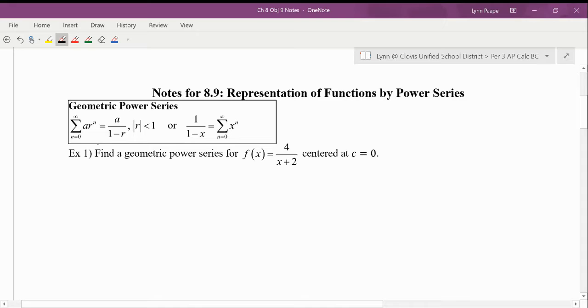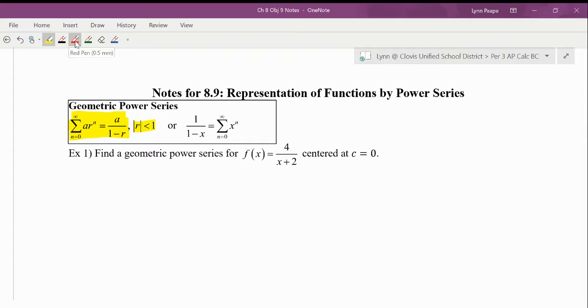We can use our information about geometric series and their sum to help us turn a function into a power series. What we know from, I believe it was 8.2, is that the sum of an infinite series, if it's geometric, is a over 1 minus r, provided that the absolute value of the ratio is less than 1.